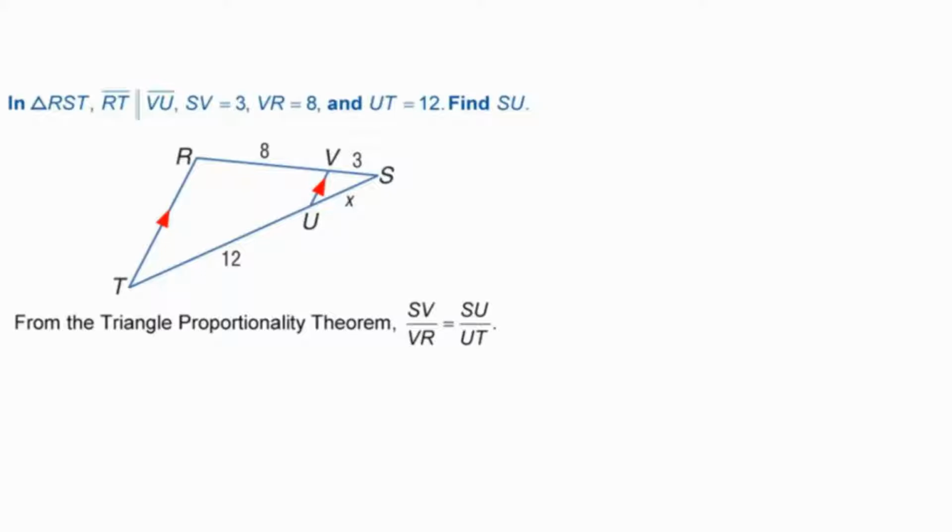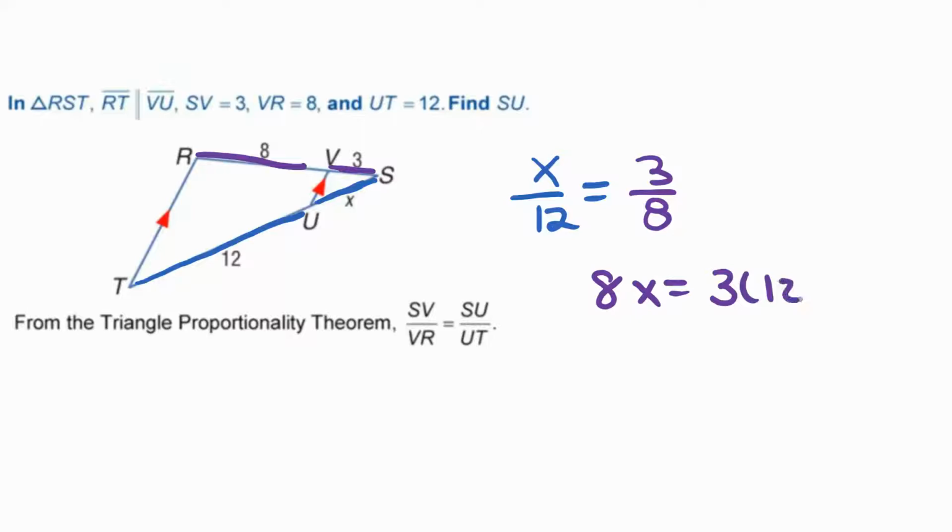In the first problem, we are told that VU is parallel to RT, so we set up our proportions to solve the problem. So X over 12 would equal 3 over 8. We would cross multiply to solve for X. And we have X equals 4.5.